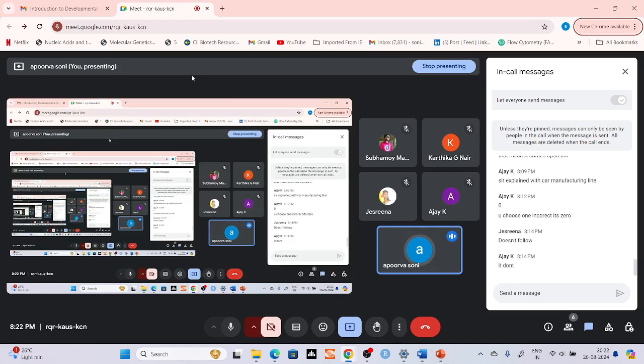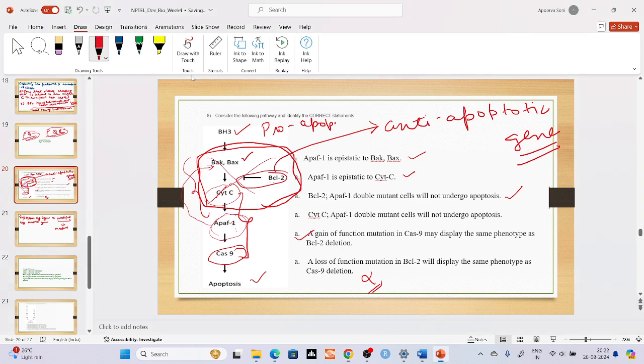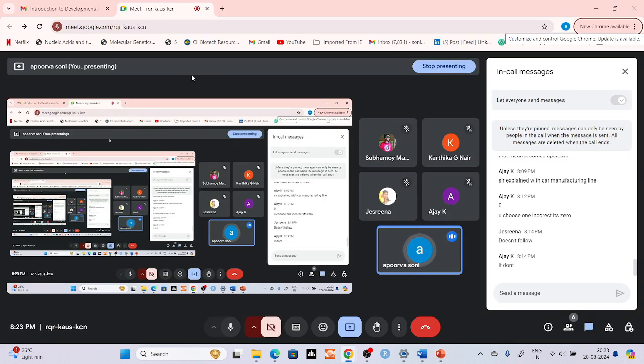Okay. So in these kinds of questions, could you understand? I have explained it, but you yourself have to go and read this question at least 2 to 3 times to understand each and every step.